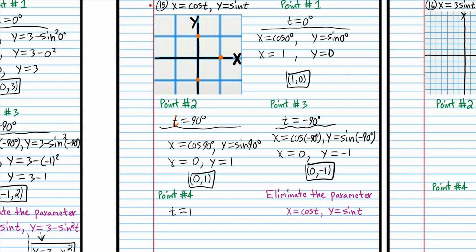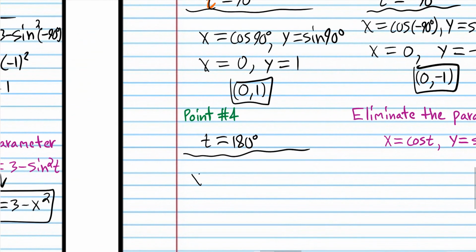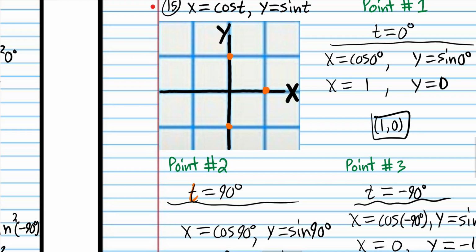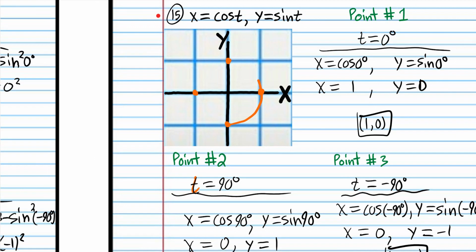So let's choose 180 degrees this time. So cosine 180 degrees is x, and y is sine 180 degrees. So cosine 180 degrees is negative 1, sine 180 degrees is 0. So we have negative 1, 0 as our next point. Alright, so then we're going to draw that graph, and you can see that it's a circle.